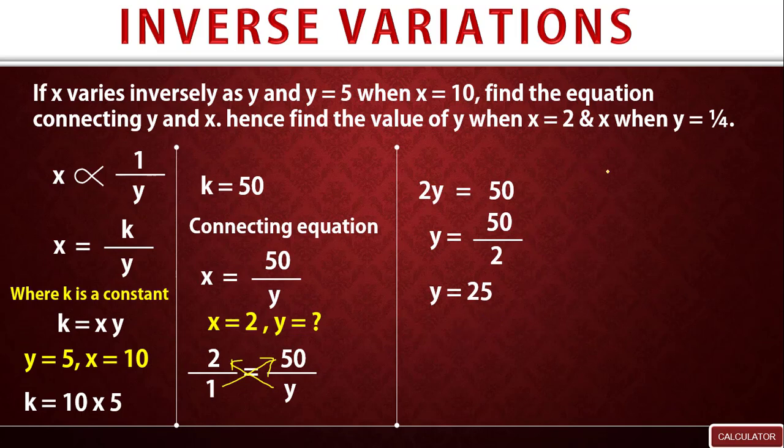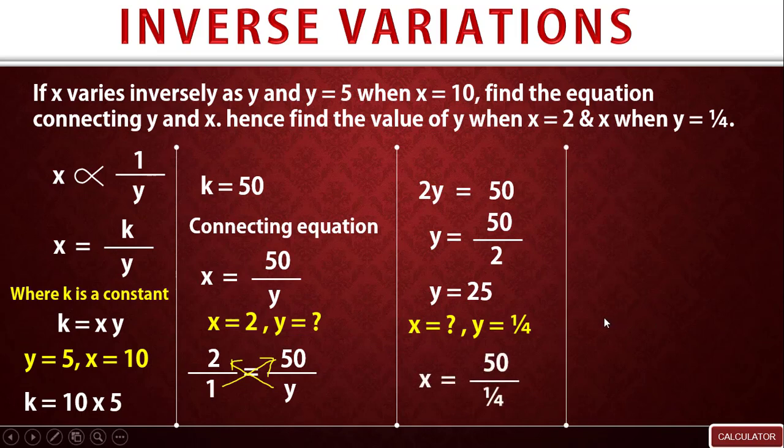Then the next one now, we're also asked to find the value of s when y equals 1 over 4. So we are given the value of y to be 1 over 4, but we don't know the s. We are asked to determine that. So let's fix in this value of y equals 1 over 4 into this connecting equation. And then we have s equals 50 divided by 1 over 4.